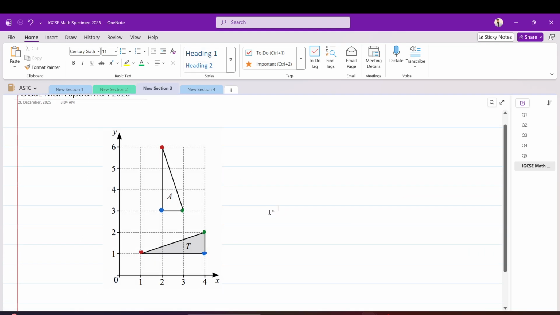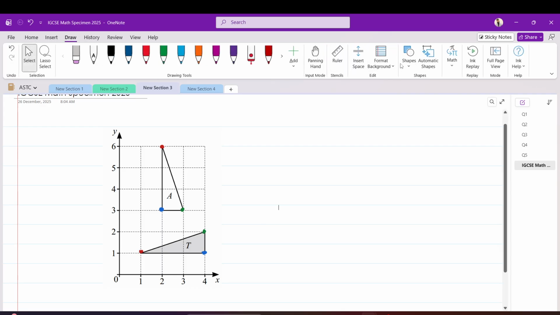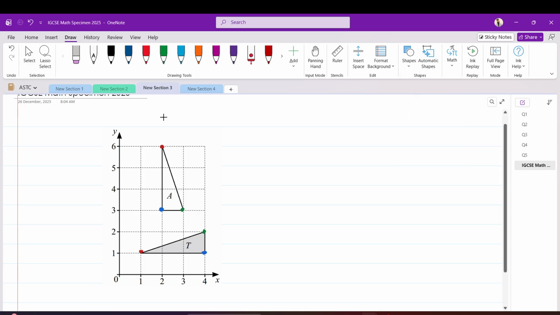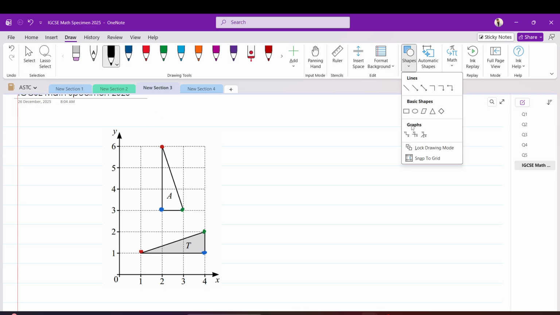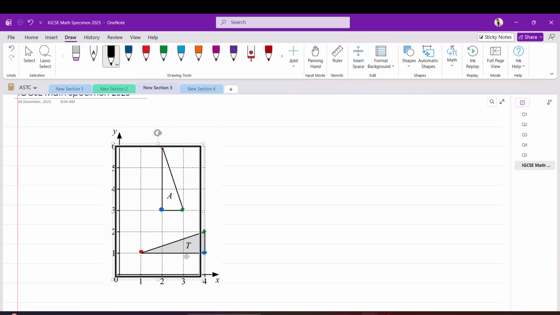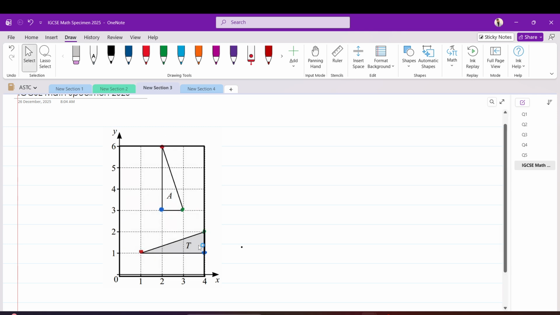Now, one of the easiest ways that you can do this is by using tracing paper. I can't really show you digitally exactly how to do that, but I can guide you on how you can do it. So let's say that this is your tracing paper. You put the tracing paper on top of this grid. Let me just enlarge it a little bit.